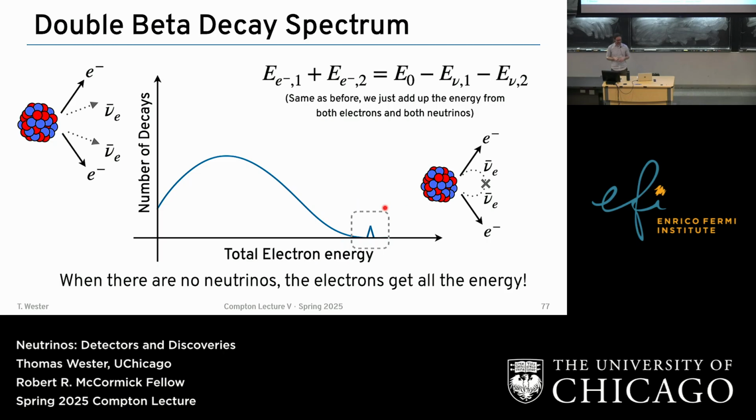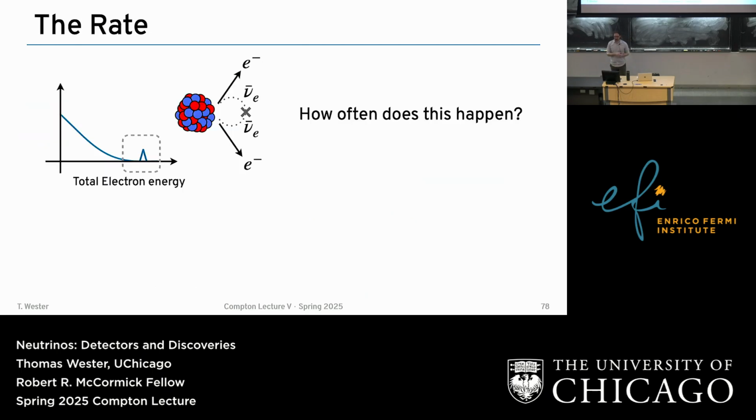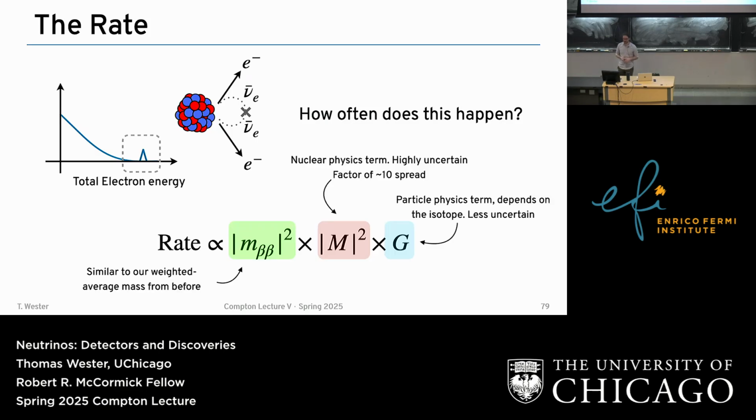So the idea is going to be to look for this process, to see if we can actually see in the spectrum an excess here at the endpoint due to neutrinoless double beta decay events. So the rate, how often does this process happen? Well, it turns out it's incredibly rare. So first you have to have an isotope that undergoes double beta decay, which is already pretty rare. And then you have to get lucky where the neutrinos would interfere with each other and annihilate, and you would see a neutrinoless double beta decay event.